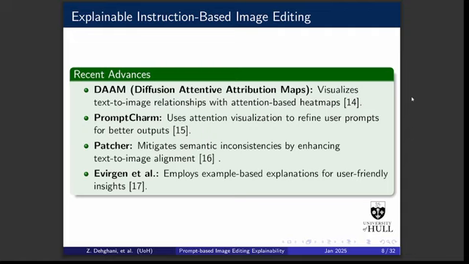Recent advances in explainable instruction-based image editing models include methods like DAAM, which visualizes text-to-image relationships with attention heat maps. PromptCharm refines prompts using attention visualization, and another method enhances text-to-image alignment to fix inconsistencies. Another one offers example-based explanations for user-friendly insights. These innovations improve interpretability and user trust in AI-driven image editing.